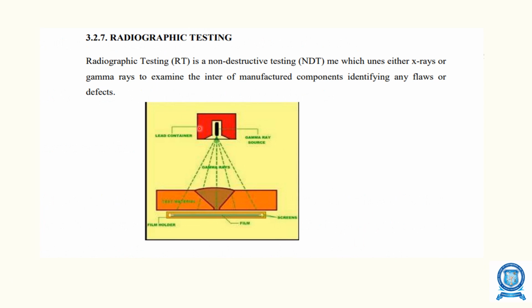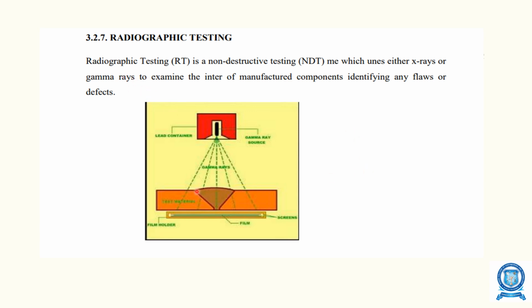The next one is radiographic testing. Radiographic testing is a non-destructive testing that uses X-rays. Okay. By using X-rays and gamma rays, we will be identifying the flaws present in the material or specimen. Okay. Here X-rays are used for small materials and gamma rays are used for very hard materials.